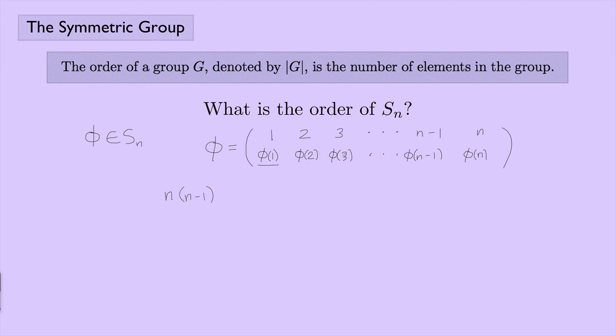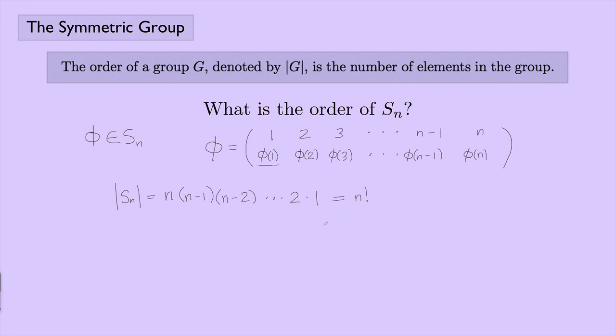And then how about for phi of 3? Well, I already used up 2 of the choices here, so I would have n minus 2. And you can keep going with this idea until you get to phi of n minus 1. And by that point, there's only 2 choices left for phi of n minus 1. And then finally, for phi of n, there's only 1 choice left. And so this represents the order of the symmetric group S sub n. And you might recognize this. This is just n factorial.